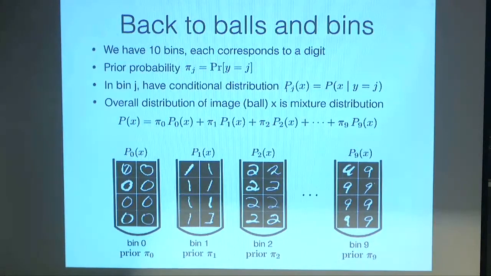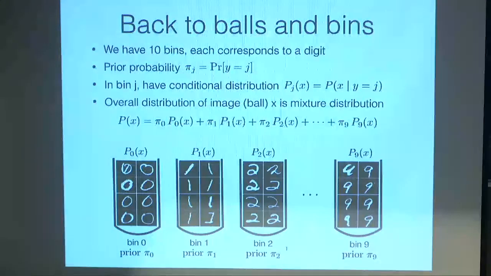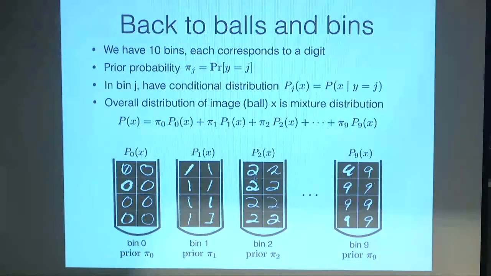Then, just like in our balls and bins problem, what we do when we generate an image is we first choose the bin. So we decide which digit we want to write, and we choose this based on our prior probability. And having decided that bin, say we choose bin 2, so I want to generate an image that corresponds to the digit 2. I sample that image from this conditional probability, right?